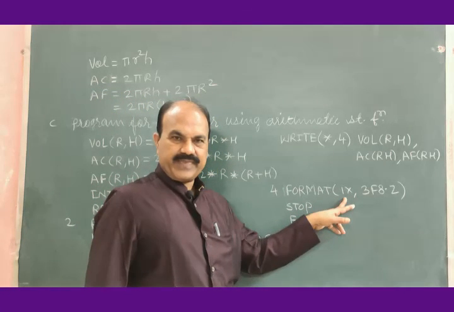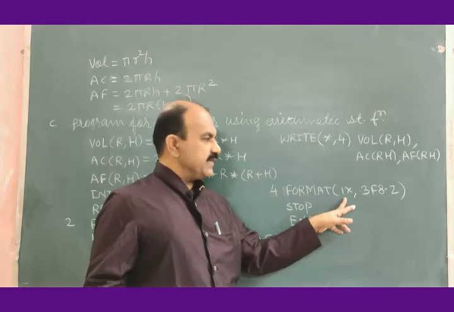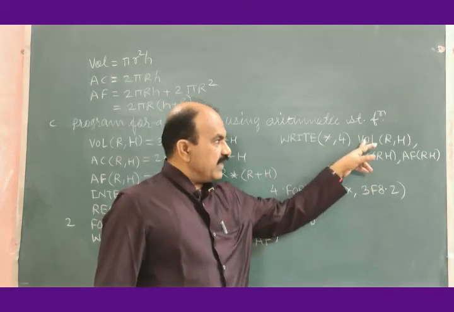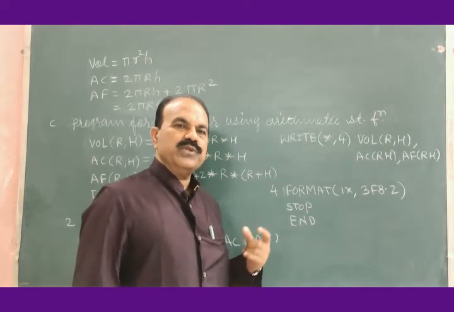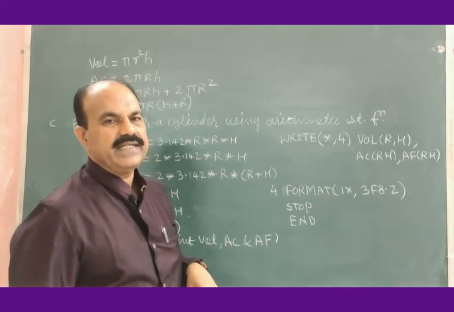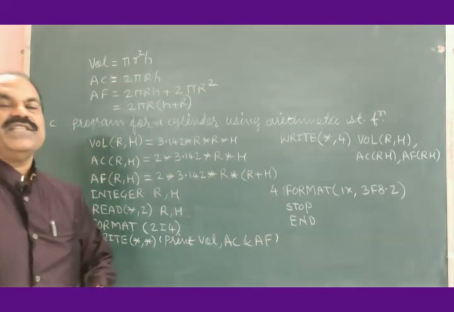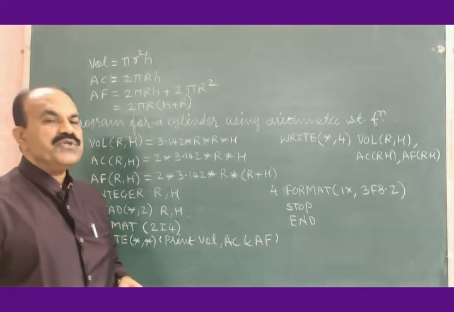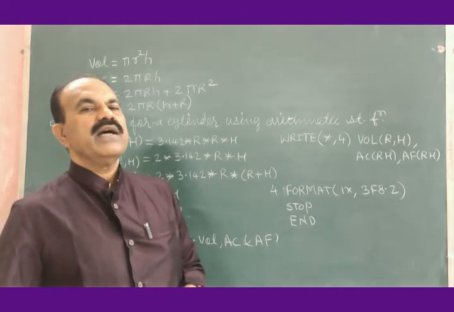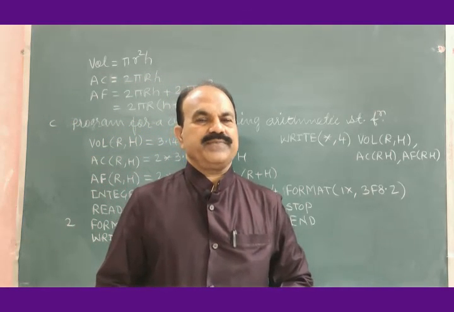1X, first column is skipped, and all these three are written with this format, F8.2 on a single line. This is a simple example of using the arithmetic statement function.